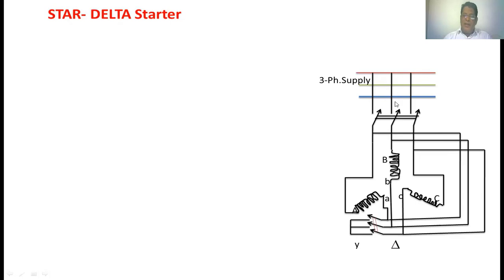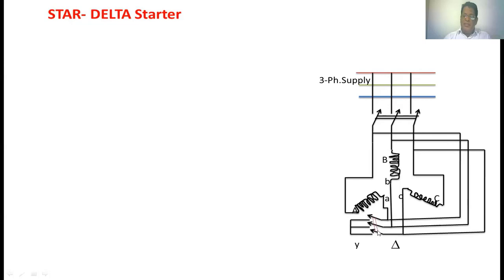This is the three-phase supply. This is the TPS switch. This is the stator winding. This is the A phase, B phase, C phase. This is the starting terminal, this is the finishing terminal. Again, this is the starting terminal, this is the finishing terminal. This is the starting terminal, this is the finishing terminal.